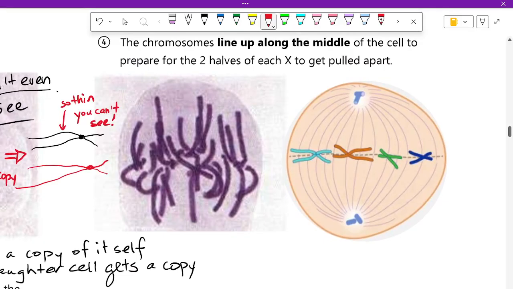And the picture on the left is an actual cell where they are lined up. And you can see actual cells don't look as beautiful as the diagram. Okay, this is an actual cell. That's a diagram. The diagram makes it easier to see, yeah?